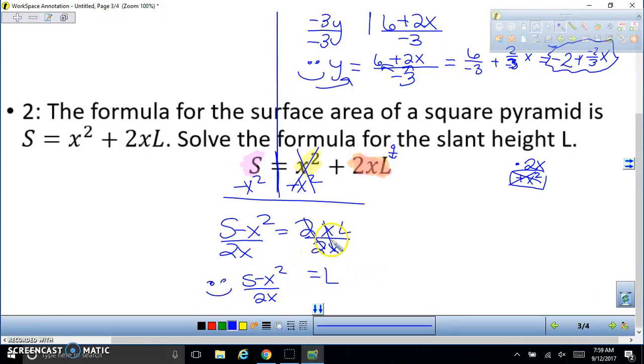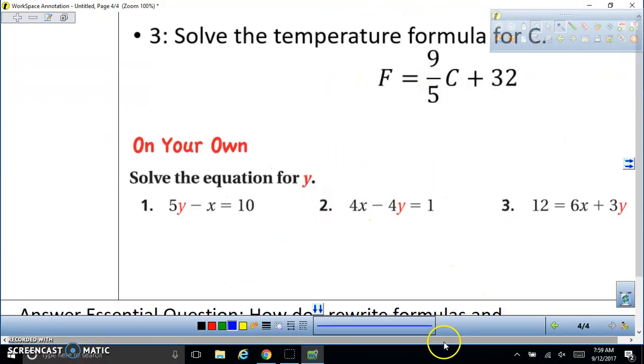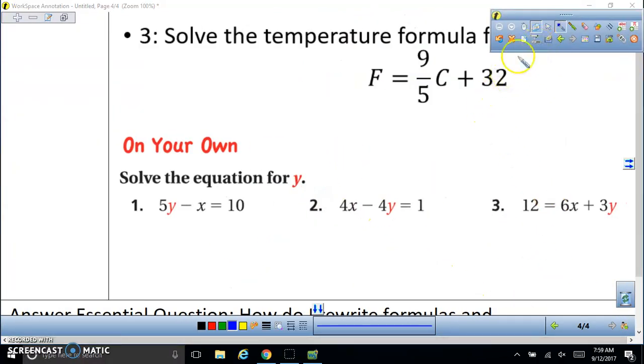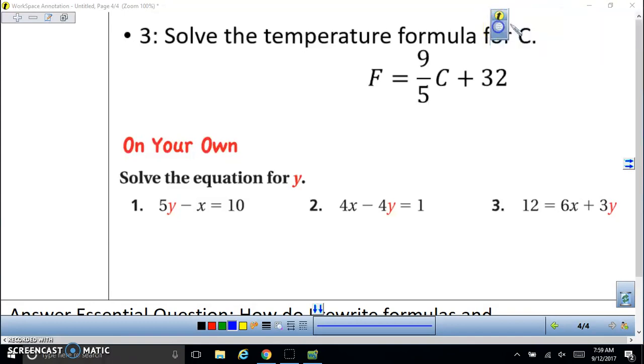Okay, let's go to our last example. Last example. If you're struggling, make sure you wave me down in class today and talk to me. Okay, I'd love to help. All right, now we're going to look at this Fahrenheit and Celsius formula. Okay. Solve the temperature formula for C. For C. That means don't touch C.